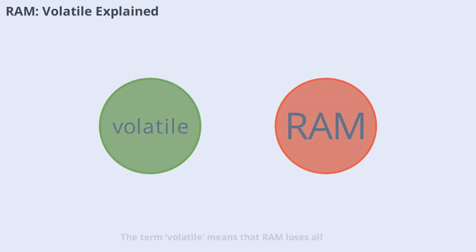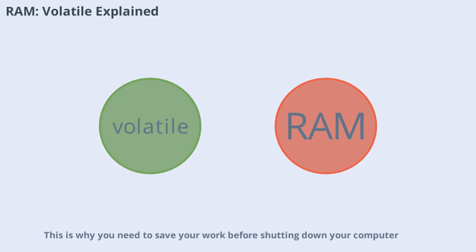The term volatile means that RAM loses all its data when the power is turned off. This is why you need to save your work before shutting down your computer. If you forget, anything stored only in RAM will be lost. Volatility makes RAM fast and efficient for temporary tasks but not suitable for long-term storage.